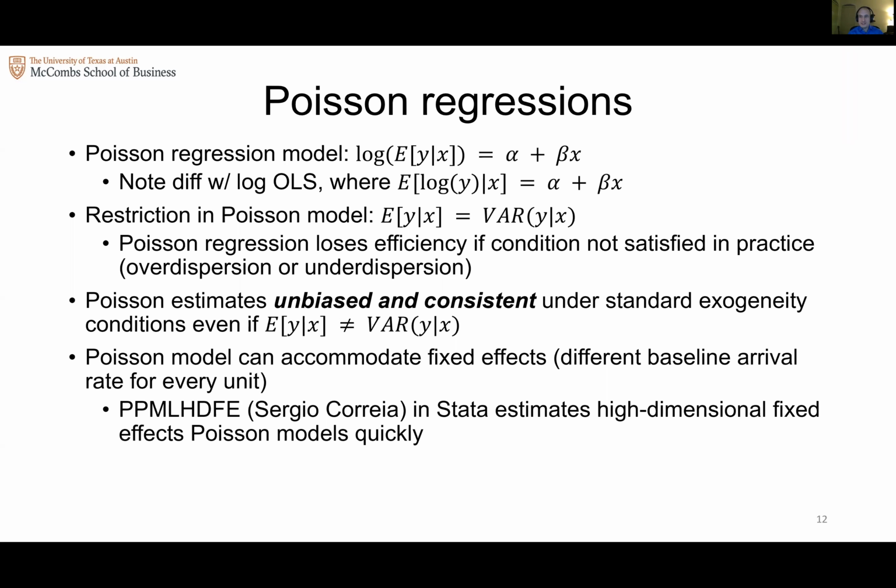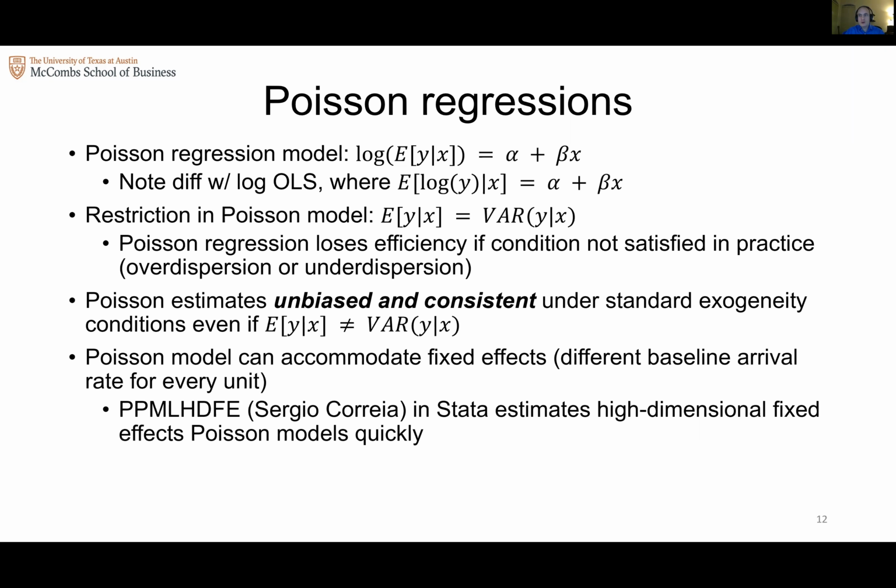Again, a lot of this is a rehash of econometrics 101. But I think a lot of us forget, we know that there's this conditional mean and variance equivalence restriction that the Poisson model imposes. What a lot of us forget about, and I certainly had forgotten about this until we started working on this project, is that it doesn't have any implications for the consistency of the estimates, only for the efficiency of the estimates, okay?